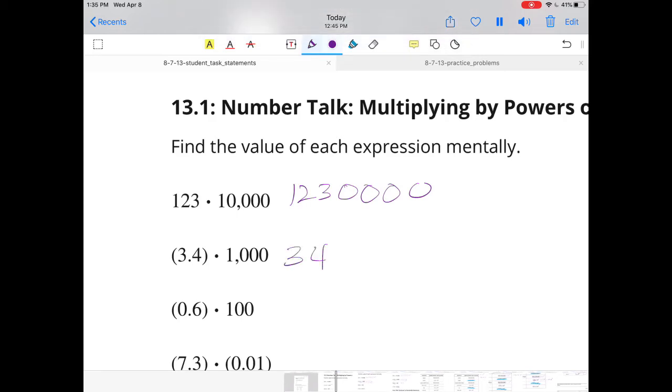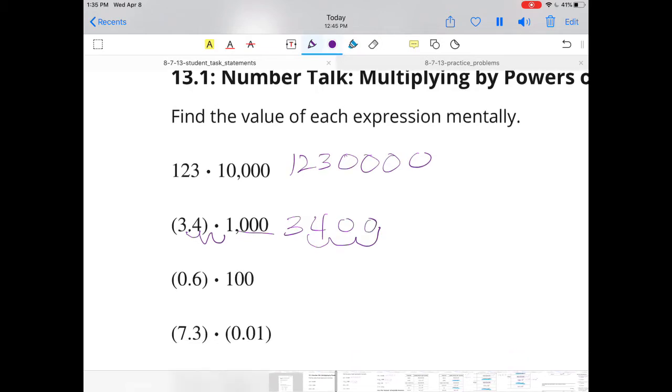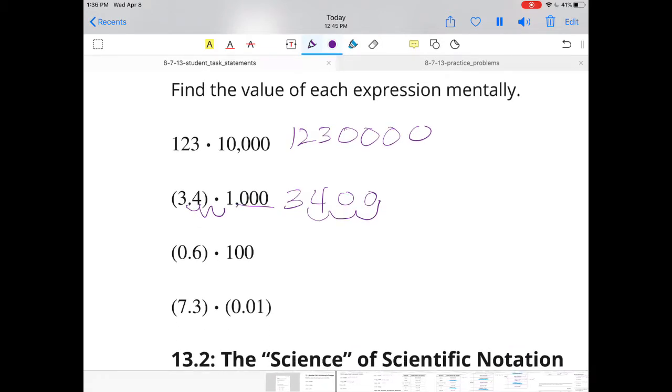Next one. Notice how there's a decimal there. And since there's 3 zeros, we're going to count 3. Okay? 1, 2, 3. So it's 3,400. Next one. 0.6 times 100. That's 2 zeros, which means we're going to move it twice to the right. Okay? So that's going to be a 60.